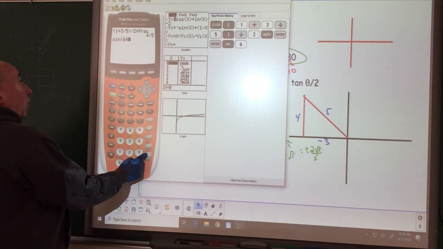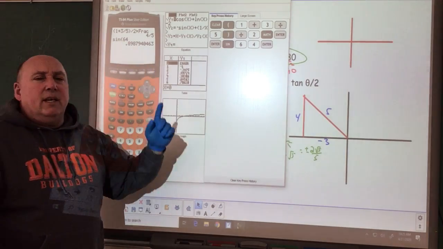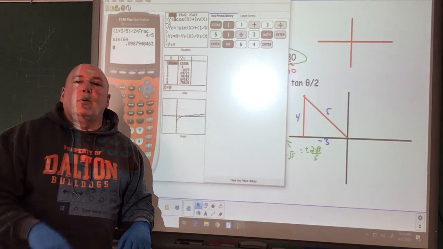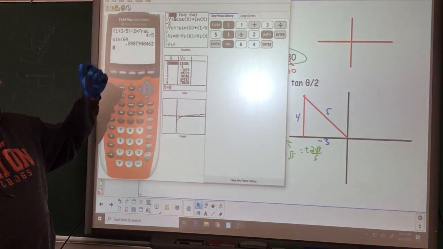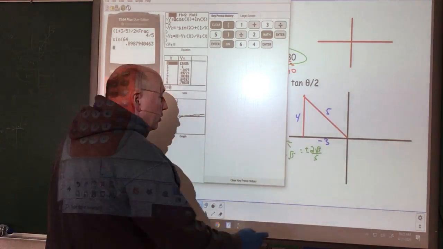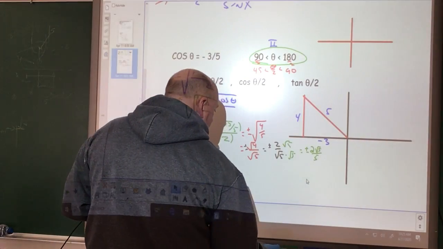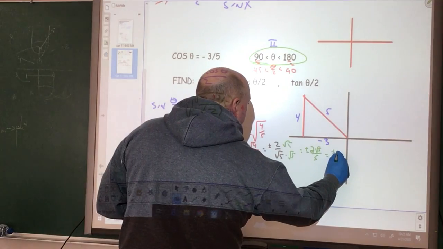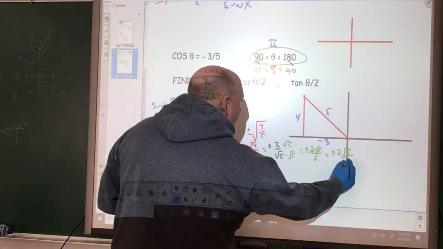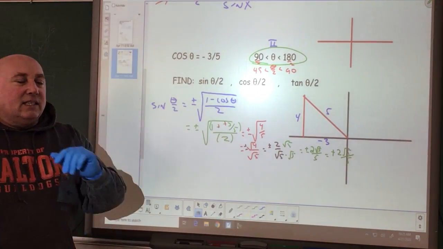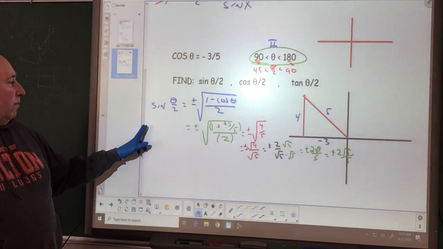Sine of 64. All I'm looking to see is, do I have a positive there or do I have a negative there? Well, we got a positive there, so my solution is going to be a positive 2 square root of 5 over 5. And that's the last thing you have to be able to check with this.